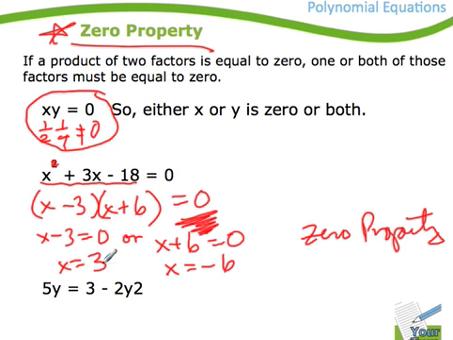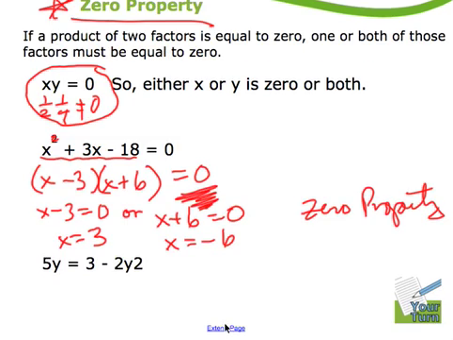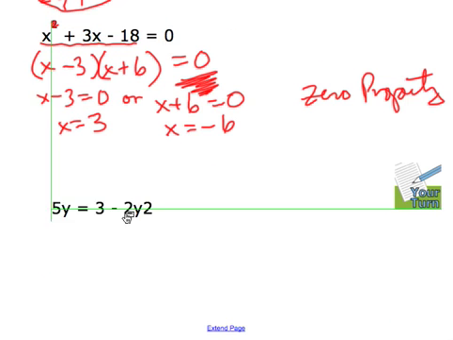If you'd like, and it's always a good idea, plug that 3 back in. 3 squared. Let me move this down just a little bit.